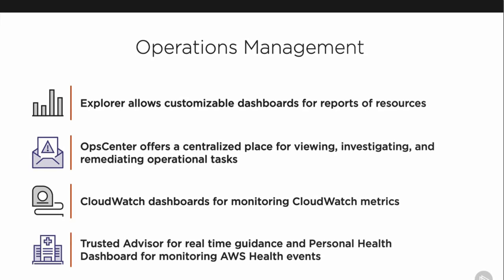And the final capability is Trusted Advisor for real-time guidance and the Personal Health Dashboard, which monitors AWS health events, and it will put event notifications in our console for us to view. So if AWS is having a service malfunction in a specific region, it would appear in our Personal Health Dashboard. Now that's going to do it for this overview on Operations Management. Let's go ahead and jump away from the presentations and let's get into the console and start exploring each of these capabilities.